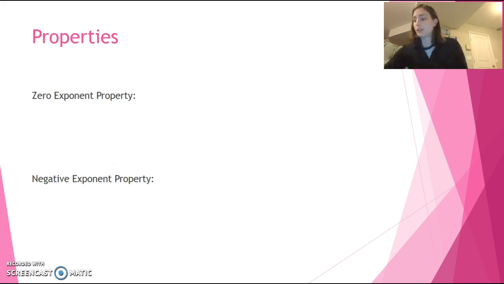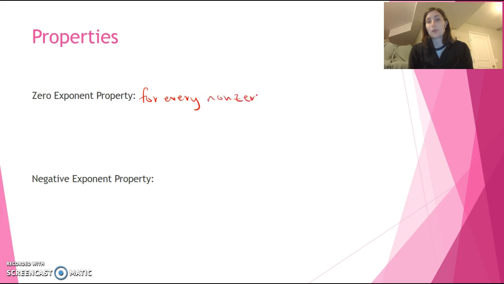So our properties for every non-zero, and I'm going to write this on this page, you just need to remember that this goes for all of them. For every non-zero A, A to the 0, A being any real number, A to the 0 equals 1. So anything to the 0 power equals 1.